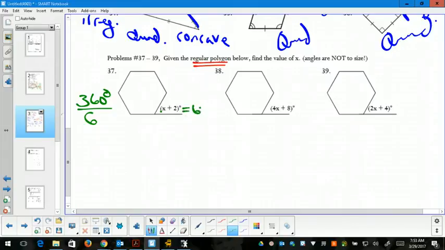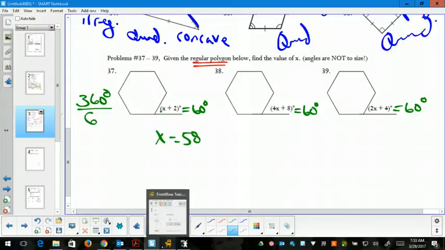So this expression is equal to 60 degrees, and unfortunately for 38 and 39, I should have changed the shape up to make it go through the process again. But if you do repeat the process, then you're going to get 60 degrees for this one, and 60 degrees for this one, and then it's a quick solve to find x. So for this one, x is 58. For this one, it's 52 divided by 4.